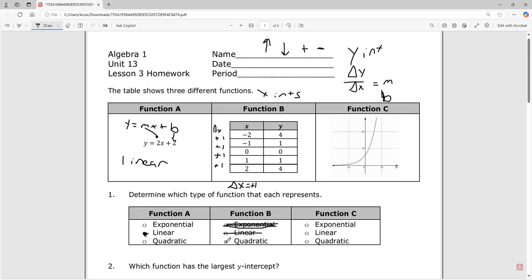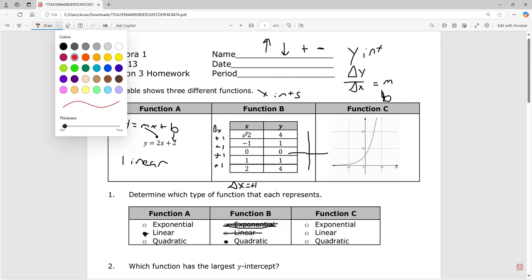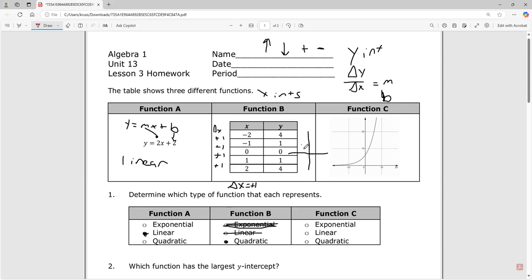Okay, that means it must be quadratic, right? And if you kind of look at this thing, if you made a little plot, right? So this one is -2 and 4, -1 and 1, 0 and 0, 1 and 1, and 2 and 4. You could have just done that from the very beginning and be like, oh yeah, that's quadratic. That is definitely a parabola, right? Parabolas are quadratic. So it's like that. Okay, so it's definitely quadratic.